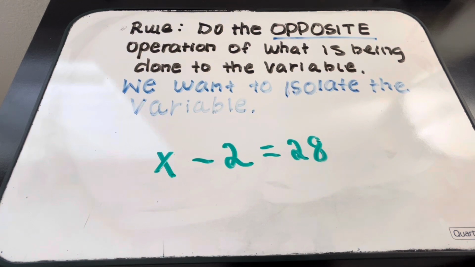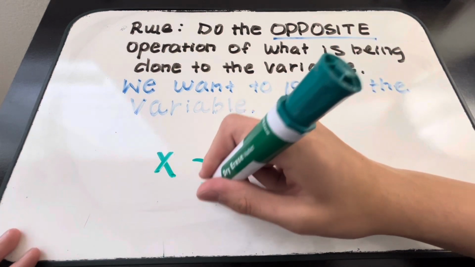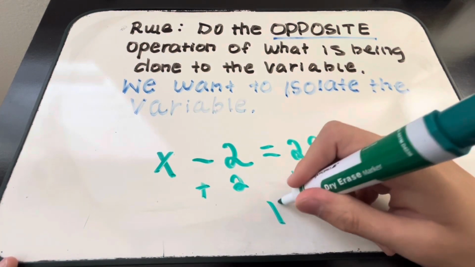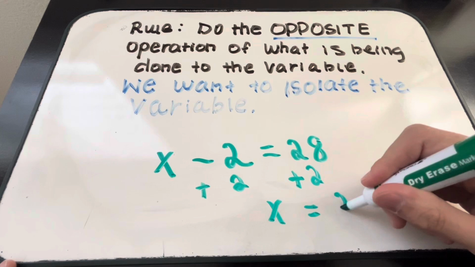Take this case, for example. We have x minus 2 equals 28. Since x is being subtracted by 2, we must do the opposite to isolate the variable by itself. So, we would do x plus 2 to both sides. And that gives us x equals 30.